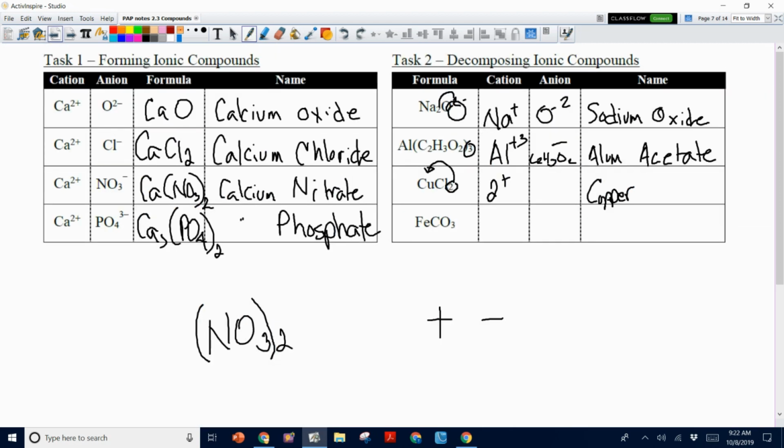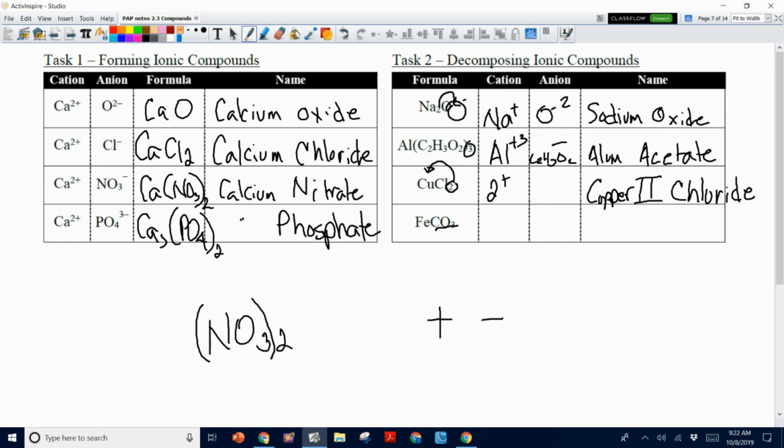All right, so since copper has a charge of 2, this is where you have to use a Roman numeral to indicate the charge of copper. So this is going to be copper 2, and this is going to be chloride. Okay, copper 2 chloride.